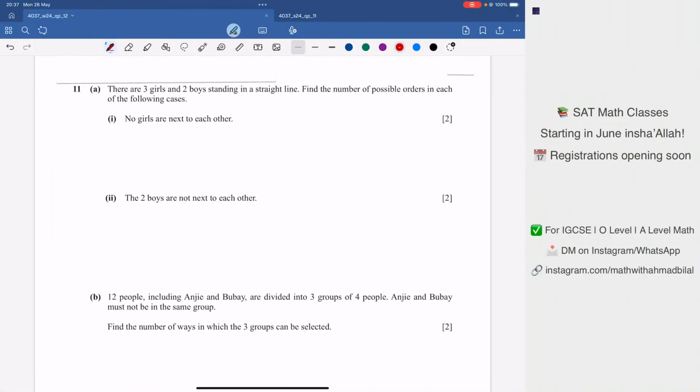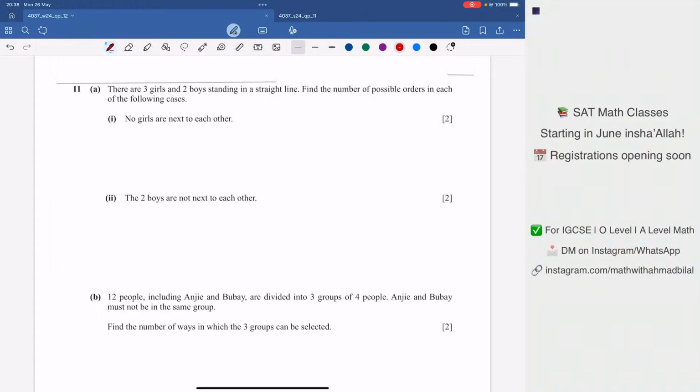This is permutations and combinations. This is the next one that I want to do from this paper. Let's have a look at this. There are 3 girls and 2 boys standing in a straight line. Find the number of possible orders in each of the following cases. Number 1, no girls are next to each other. Okay, so no girls are next to each other.